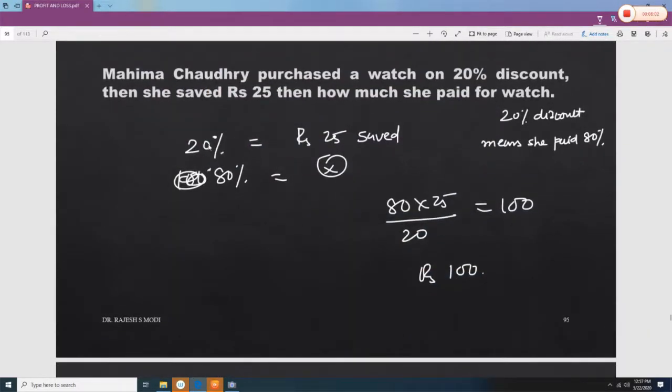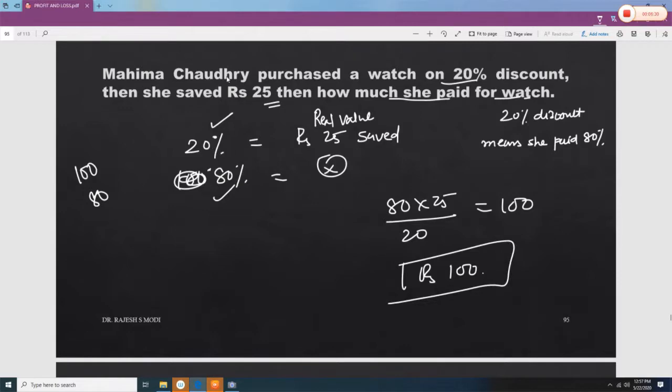Mahima Chaudhary purchased a watch on 20% discount, then she saved rupees 25. Then how much did she pay for the watch? So 20% is the discount, and she saved rupees 25 in real value. So 20% discount means a 100 rupee item is available at 80 rupees. So 80% is how much? So 80% is rupees 100.